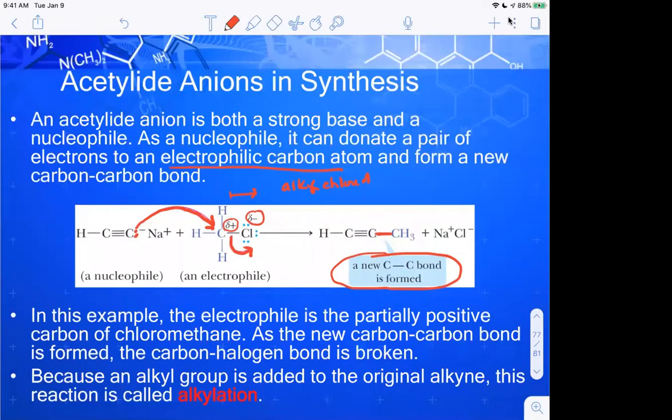Because the alkyl group is added, right? I just added an alkyl, which is this methyl. So the methyl is from this piece right here. It's called alkylation. So if I alkylate an acetylide anion, I'm adding an alkyl group, which means I'm basically reacting it with some sort of an alkyl halide.